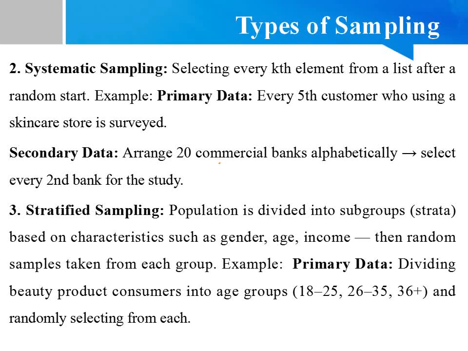3. Stratified sampling. Population is divided into subgroups, strata, based on characteristics such as gender, age, income, then random samples are taken from each group. Example: primary data. Dividing beauty product consumers into age groups: 18-25, 26-35, 36 plus, and randomly selecting from each.